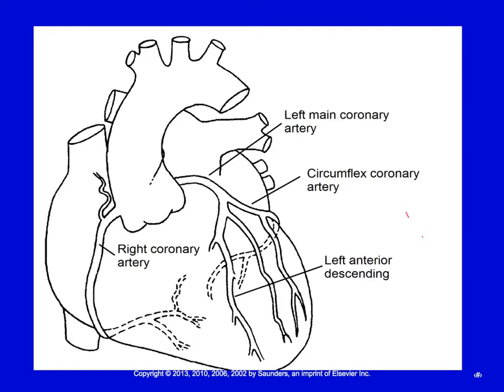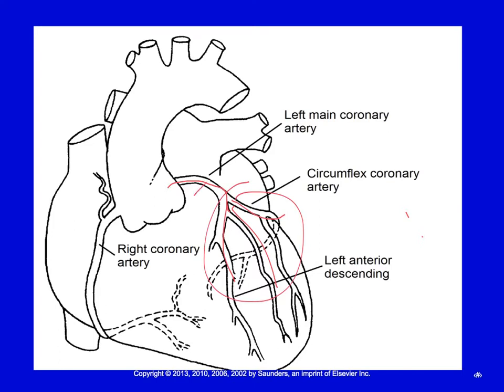So this is a picture of the major coronary arteries. The left main is a pretty important vessel that comes off of the aorta here. And if you notice, the left main bifurcates into the left anterior descending and the circumflex artery. These arteries together supply blood to the left side of the heart.